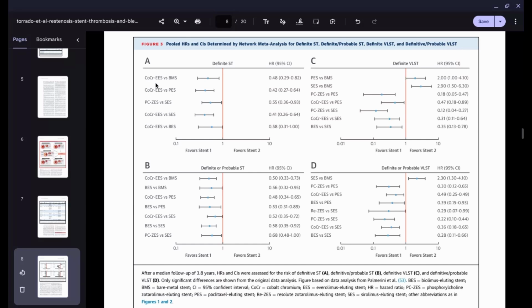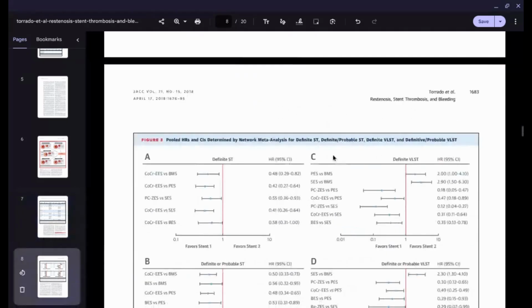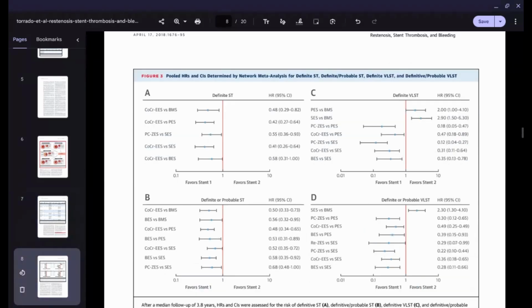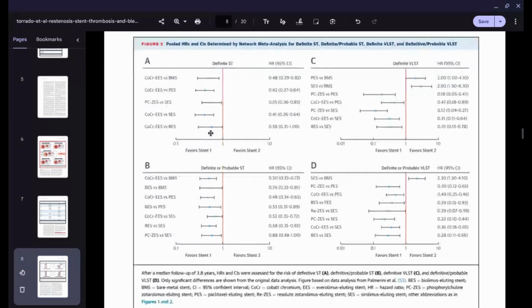So you have cobalt chromium EES, I suppose everolimus eluting stent versus bare metal stent. Notice there is something called odds ratio and there is something called hazards ratio. Now we are talking about things in terms of time. Eventually thrombosis, but how fast? How imminent is the danger? So they are using this hazards ratio. If the hazards ratio is 1, both the stents perform equally. If less than 1, stent 1 is better. Greater than 1, stent 2 is better.